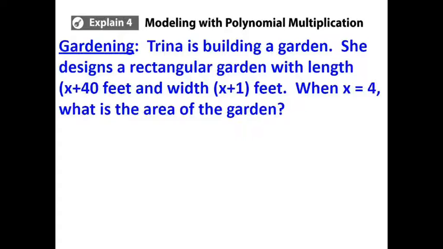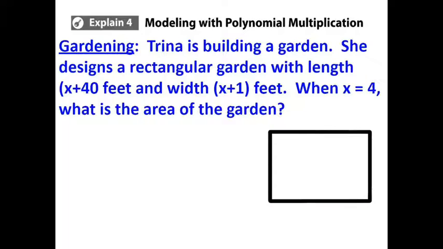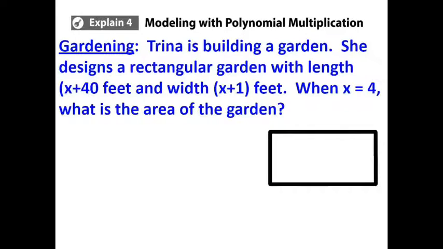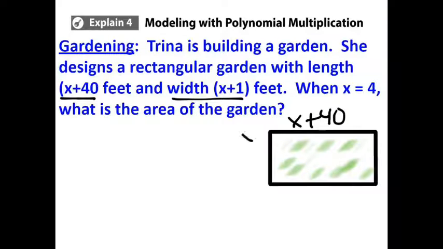So we got Trina here building a garden. She's going to build a rectangular garden. So here's her little rectangular garden. And we're going to have all kinds of different plants inside of it. And roses and who knows what. So her garden is going to have a length of x plus 4 feet. So we'll say x plus 40 feet. So there's the length of her garden, x plus 40 feet. And then the width of her garden is going to be x plus 1 feet. It's almost like your box method of sorts.